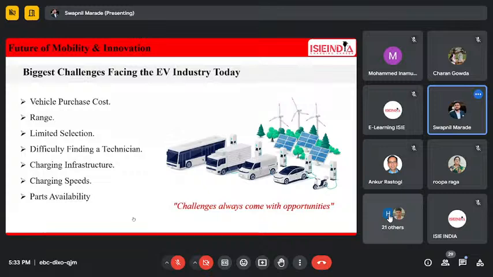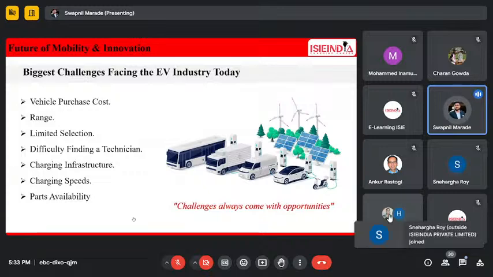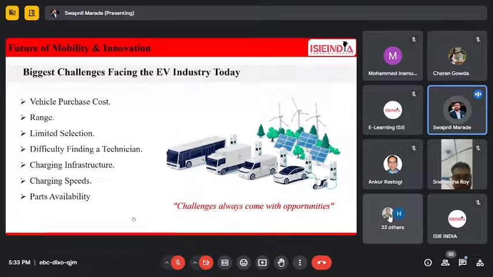Thereafter, the parts availability: the OEMs are not having limited selected models. That's the reason the part availability is not good, or we can say the dealers or dealerships are not in a good amount in cities. That's the reason the part availability is not good.